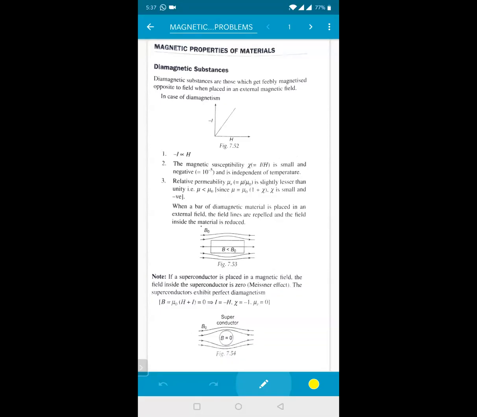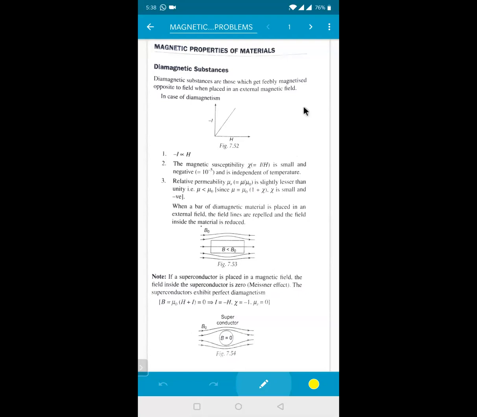Magnetic properties of material, beta. Very important topic and theory based. Generally, students find the theory part a little awkward to do, but it is very important for competitive examinations like NEET, as well as other competitive examinations for engineering. But here we're talking about the NEET examination.